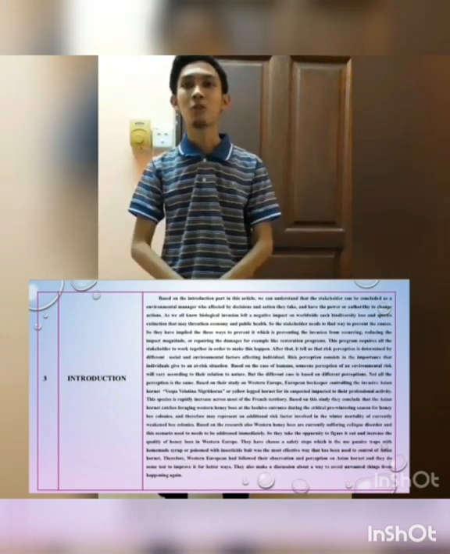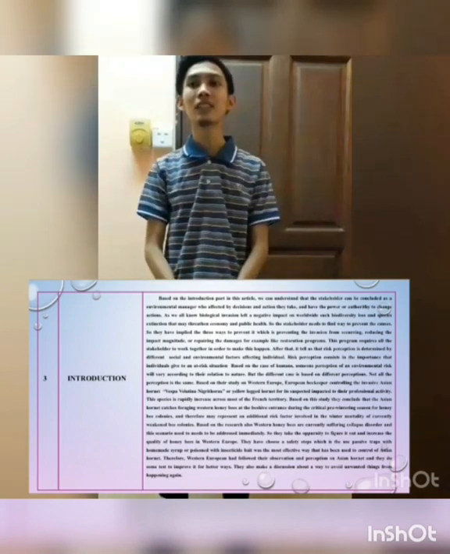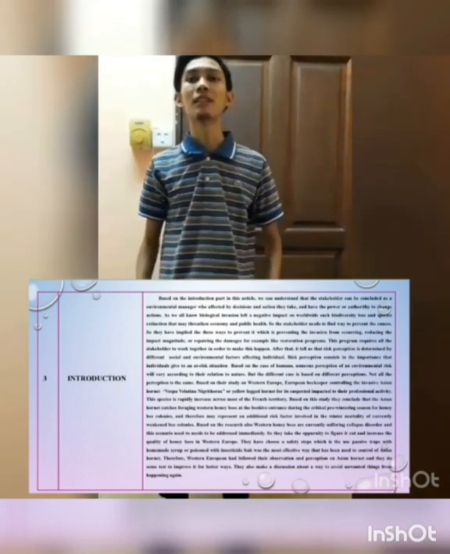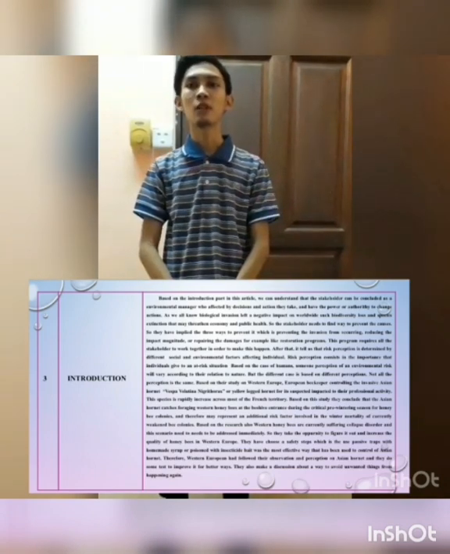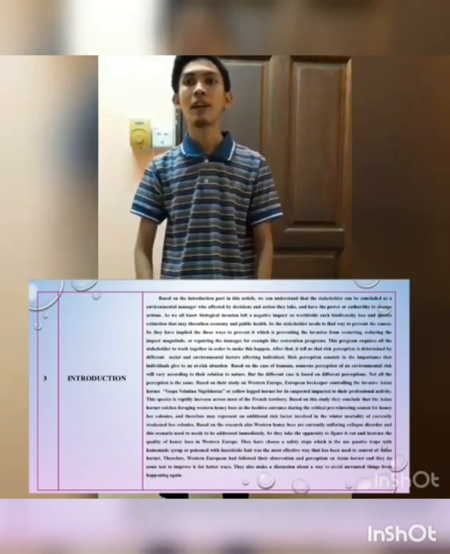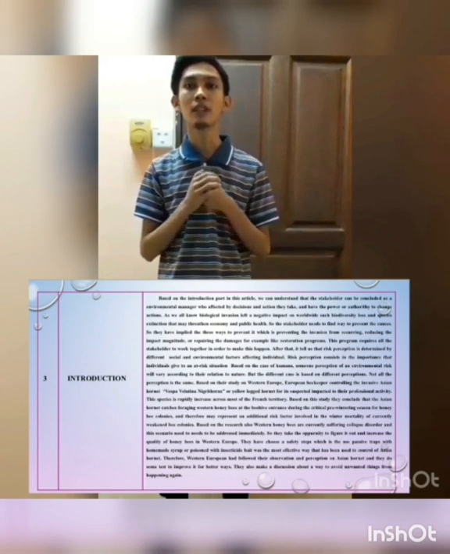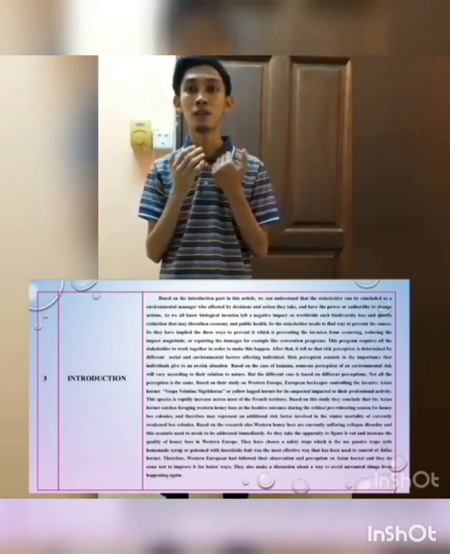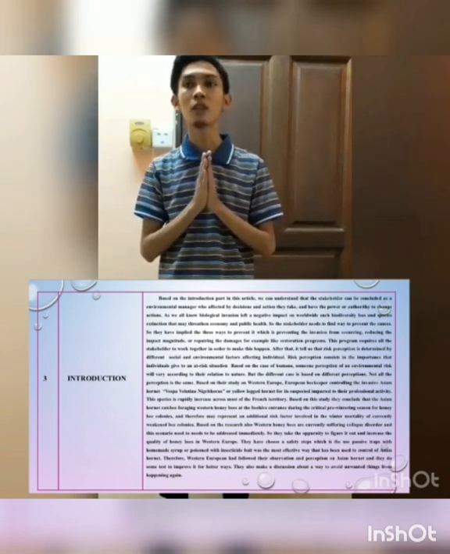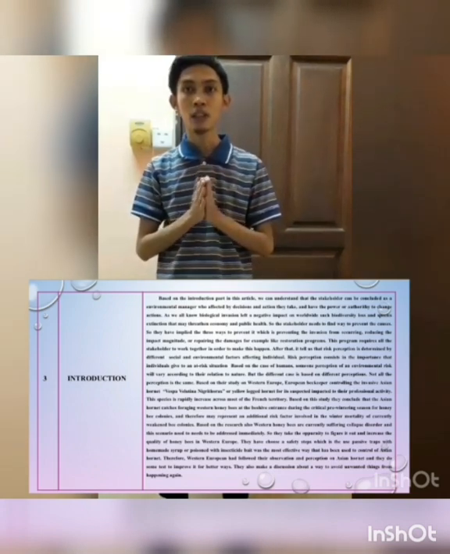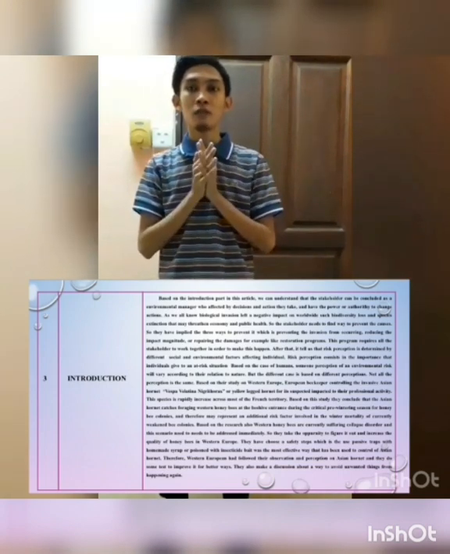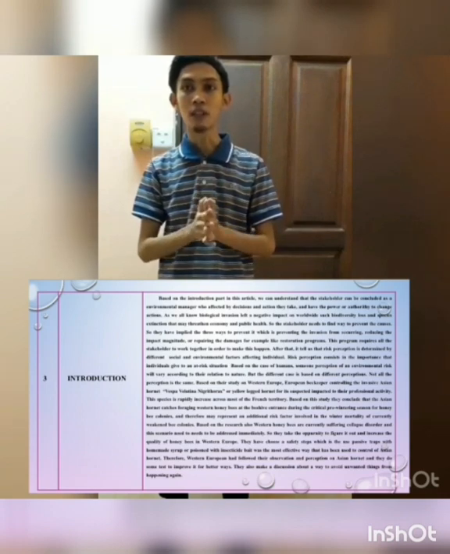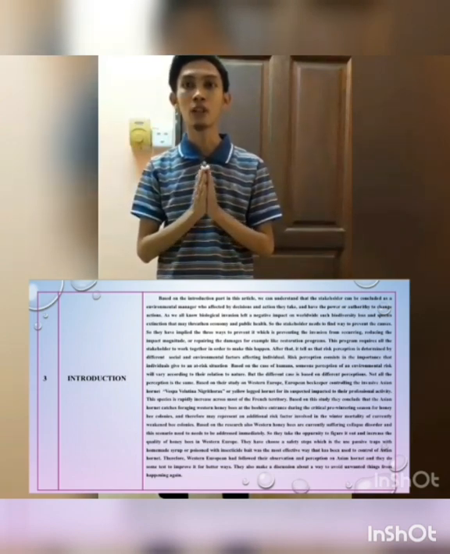Based on the introduction, we can understand that the stakeholder can be described as an environmental manager who is affected by the decisions and actions they take, and who also has the power and authority to change action. As we all know, biological invasion has a negative impact worldwide, such as biodiversity loss and species extinction that may threaten the economy and public health. So, the stakeholder needs to find a way to prevent the causes. They have implied three ways to prevent it, the first being preventing the invasion from occurring. The next is reducing the impact magnitude or repairing the damage, for example, through a restoration program. This program requires all the stakeholders to work together to make it happen.